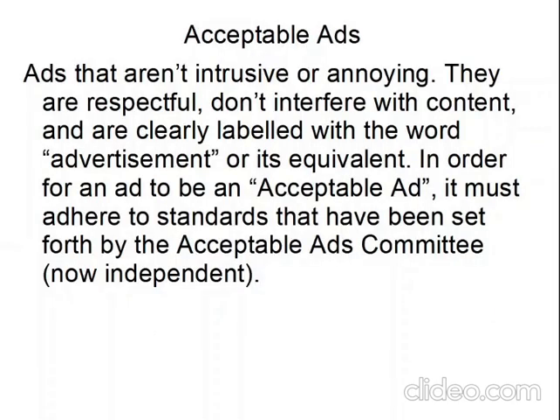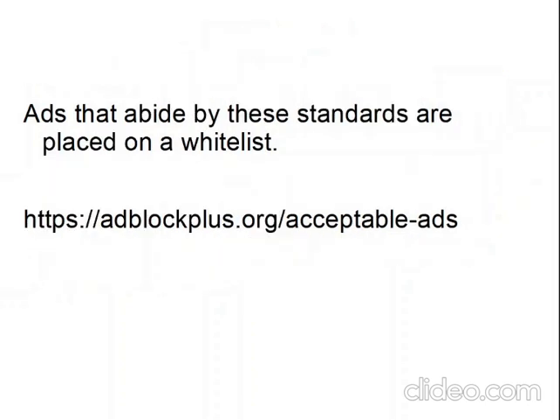Okay, so what's an acceptable ad? They are ads which aren't intrusive or annoying, and they're clearly labelled as advertisements. There's certain legal requirements which require that as well in various territories. And ads that abide by those standards are placed on a whitelist. It's worth noting that large publishers have to pay as well to be on that whitelist.